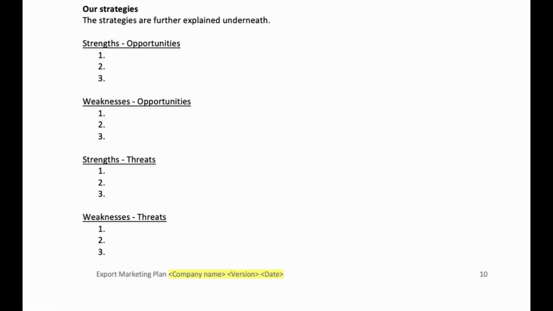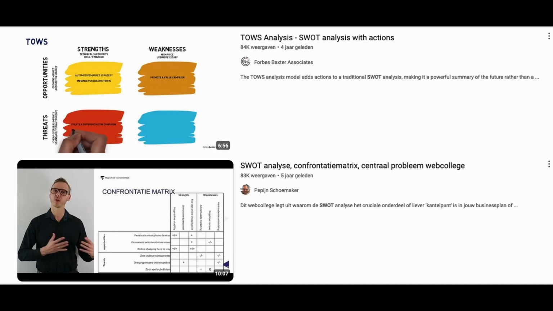Through this confrontation, you will come up with strategies for the company, how to deal with these opportunities and threats based on their internal strengths and weaknesses. And those you would list at the bottom of page 10. Now, if it's not entirely clear yet how to do such a SWOT confrontation matrix, then please look at some additional documentation. For example, there are great tutorials on YouTube that can explain how a SWOT confrontation matrix is implemented if you visit a company.